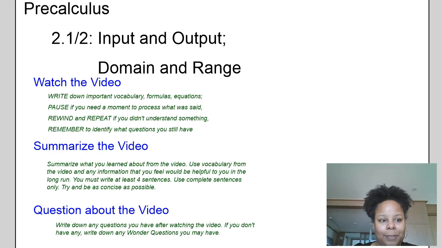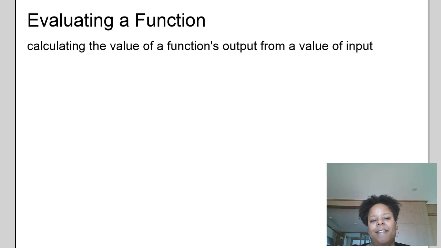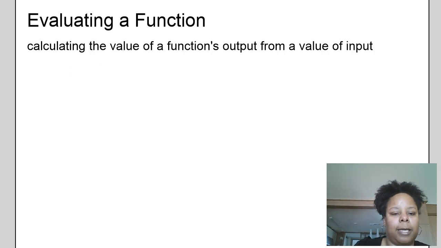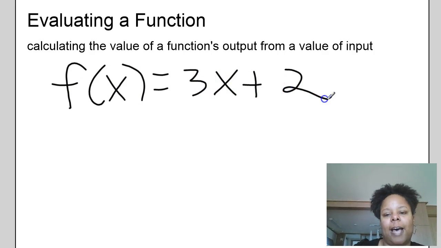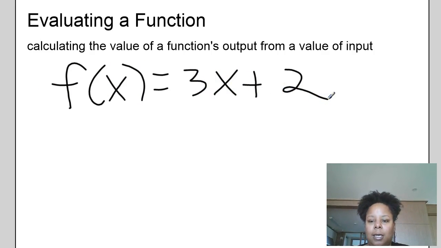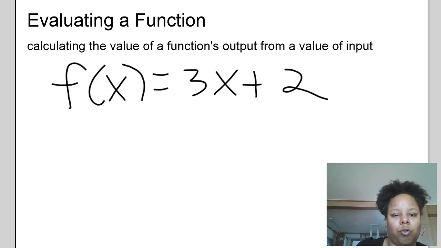Now let's get started. When we evaluate a function, all we're doing is calculating the value of the function's output from a value of input. So, for example, let's say I have a function that looks something like this, and I want to evaluate that function for x equals 3.